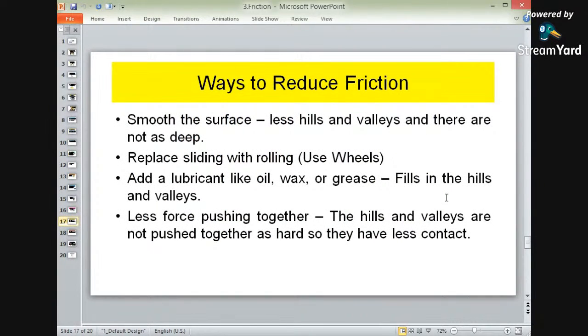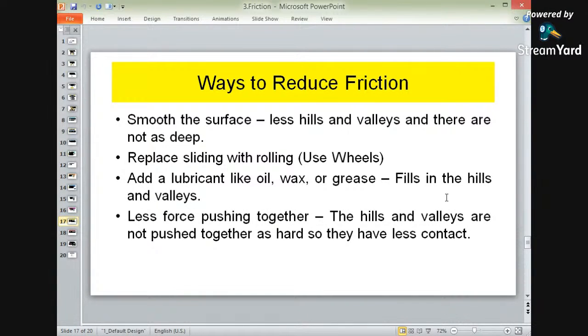Next are the ways to reduce friction. As I've already said, in some cases we have to reduce the friction and in some cases we have to increase it, depending upon the requirements. So what are the different ways to reduce friction?